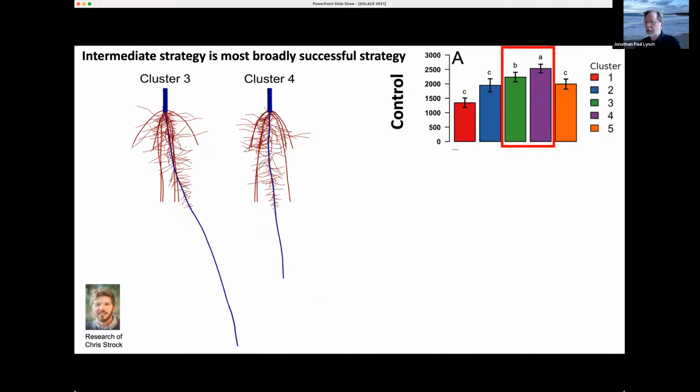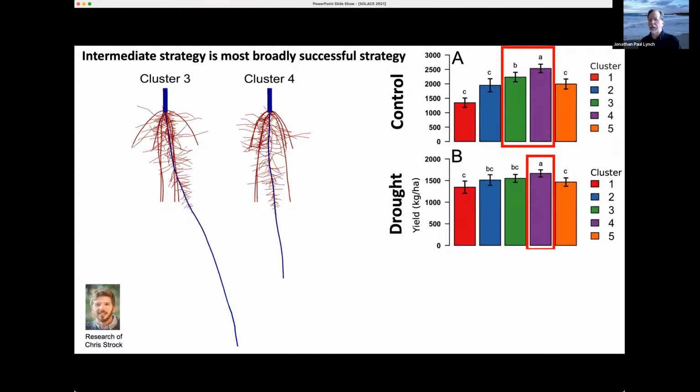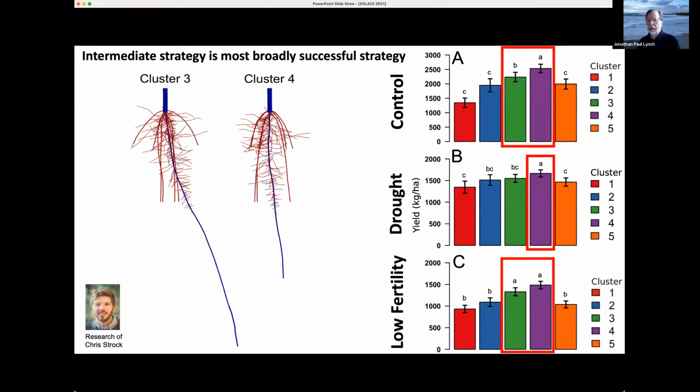If we look at the yield of these plants over the many trials I mentioned, we can see that clusters 3 and 4 had the best yield under non-stress conditions. Cluster 4 had the best yield under drought. And clusters 3 and 4 had the best yield under low fertility. I think there are good reasons for this. We believe that this dimorphic root phenotype that can do both topsoil and subsoil foraging efficiently is optimal for this species. I won't go into that today.